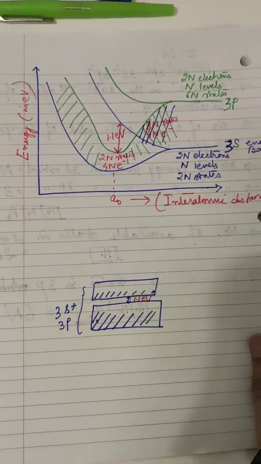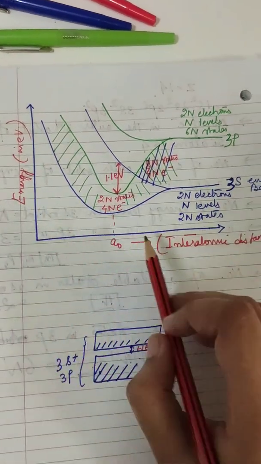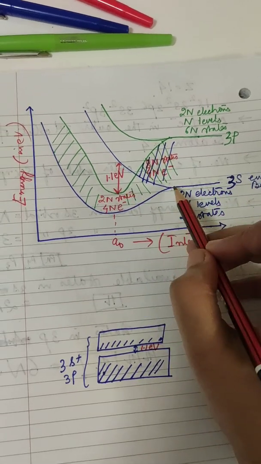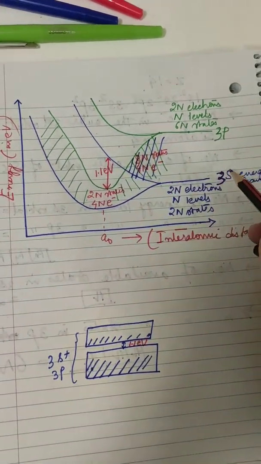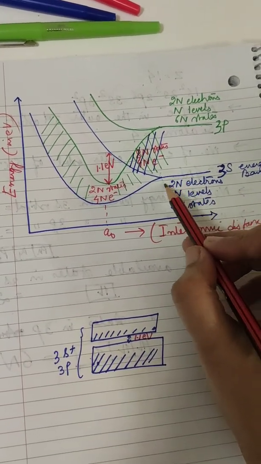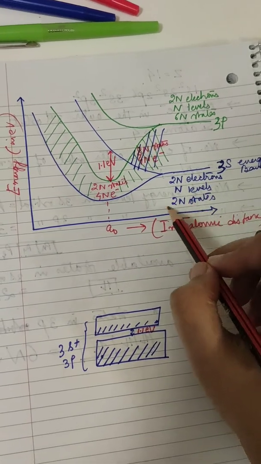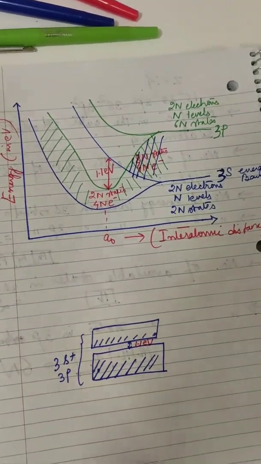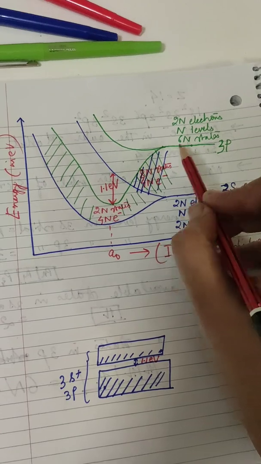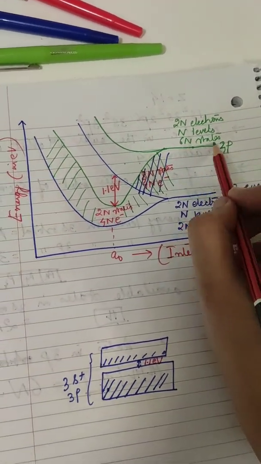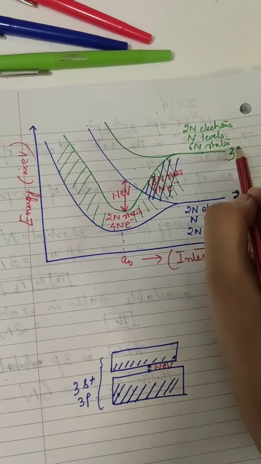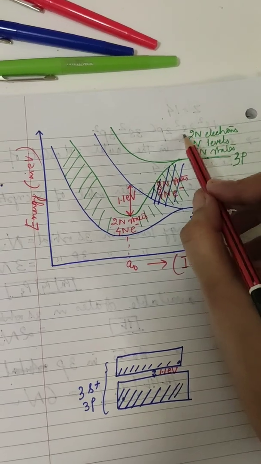This is the diagram for the silicon crystal, the energy versus the interatomic distance. As the interatomic distance decreases, there is overlapping of the atomic orbitals. You can see the 3s atomic orbital, which consists of 2n electrons. When it forms a crystal, it has 2n electrons, n energy levels, and 2n available states. Similarly, the 3p atomic orbital has 6n states when it forms a crystal: n energy levels, 6n available states, and 2n electrons.